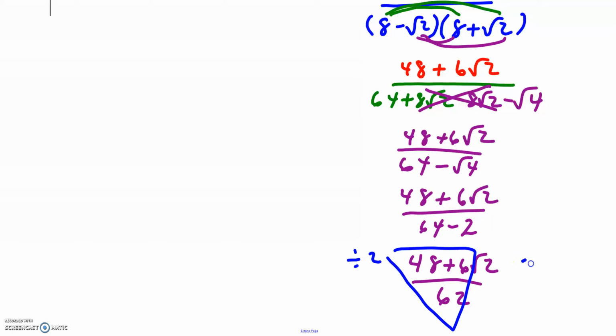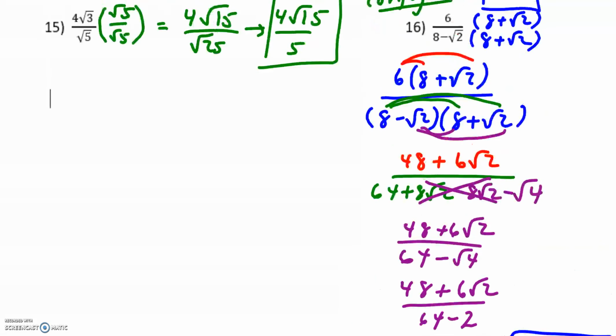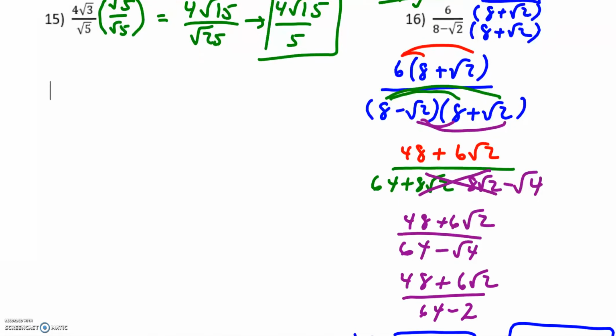So my answer simplified would be 24 plus 3 root 2 all over a lovely answer of 31. And I know that some of you might be looking at that saying, wow, this problem seemed a lot more simple at the beginning. Like this seems like a more simplified version than where we went. But trust me when I say in geometry and pre-calculus that you need to know this skill of conjugating because it'll help with things to come.